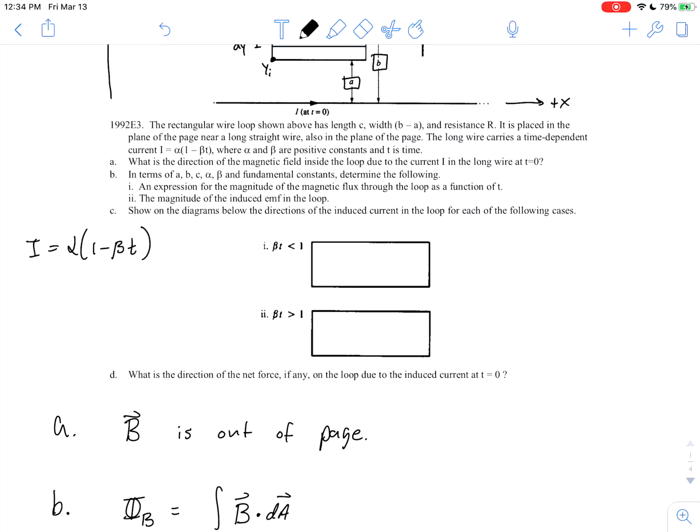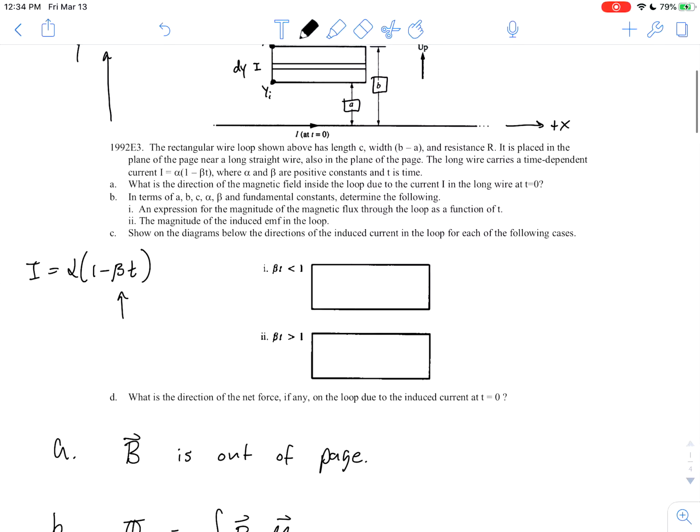Okay, so if we look at this, if we have this value here is less than 1, then 1 minus something less than 1 is still going to be positive. So the current is still going to be going to the right. But as time increases, 1 minus beta t is going to be decreasing towards 0 as it gets closer to 1. So current, this is the current in the long straight wire, is going to be greater than 0 but decreasing. And if that's the case, then that means that the magnetic field is still going to be out of the page, but it will be decreasing as time changes.